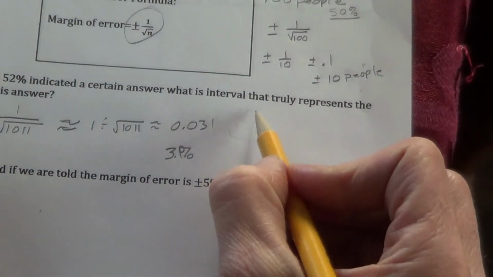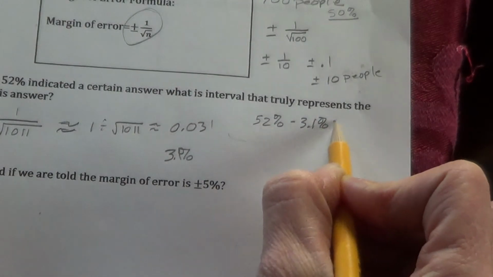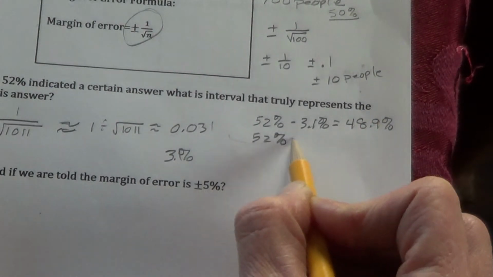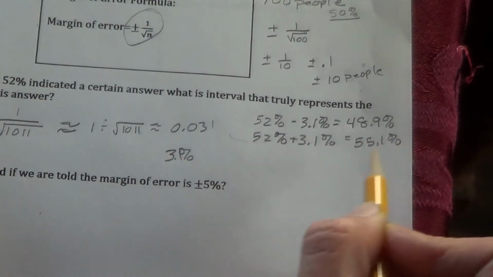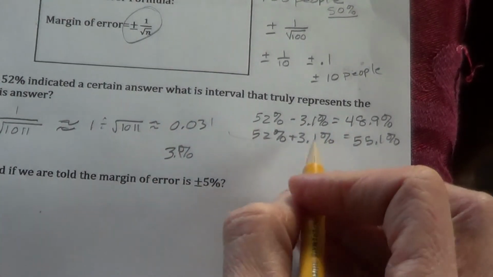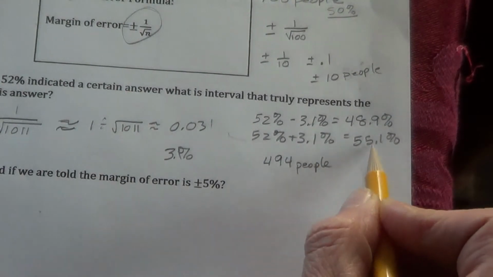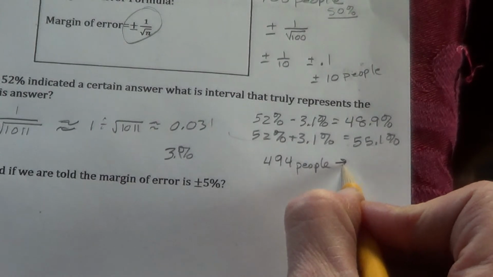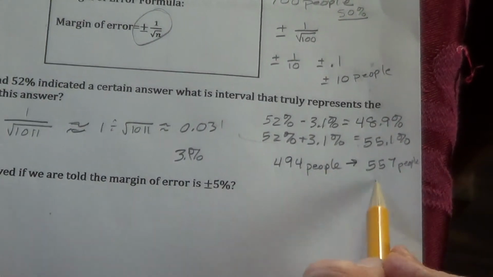So if we look at our margins, I said it's 52%, so minus that 3.1% error, it could be as low as 48.9%. Or if we add that, which is the other direction the error could go, it could be as high as 55.1%. So converting that into the number of people, 0.489 times 1,011 could be as few as 494 people. Now if we take this 55.1% and convert it to a decimal, 0.551, and multiply it by 1,011, we find that it could be as high as 557 people. So we have a little bit of room there that shows that there's error.